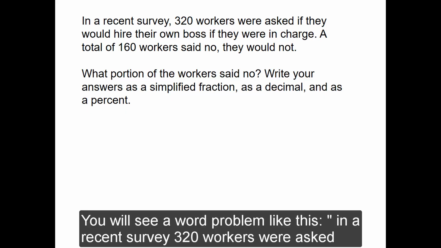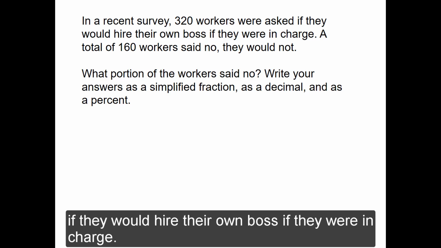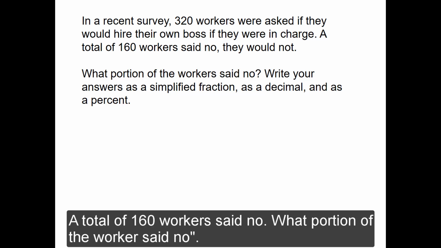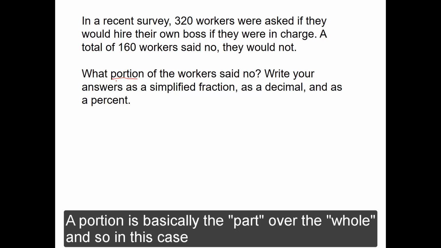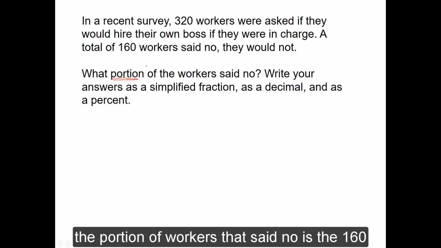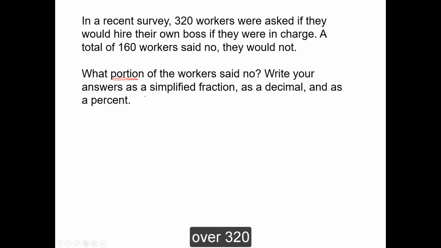You'll see a word problem something like this. In a recent survey, 320 workers were asked if they would hire their own boss if they were in charge. A total of 160 workers said no, they would not. What portion of the workers said no? So when they ask the question about a portion, it's basically the part over the whole. And so in this case, the portion of workers that would say no was the 160 over 320.